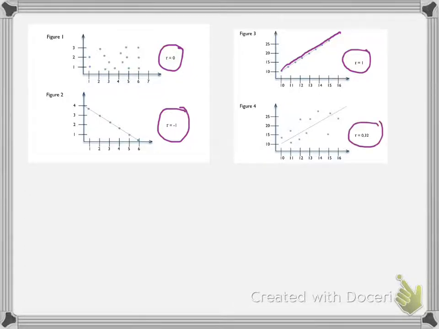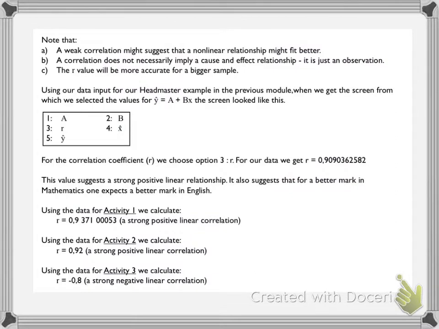Now the fact that R is positive describes that there's a positive correlation. In other words, as your variables on the x-axis increase, so do the ones on the y-axis. So you can see your points are actually increasing. As x increases, y increases. However, the 0,32 is closer to 0 than it is to 1, so we would say there's a weak correlation. You can see that the points are not tightly packed around that line. So a weak correlation might suggest that a nonlinear relationship might fit better.